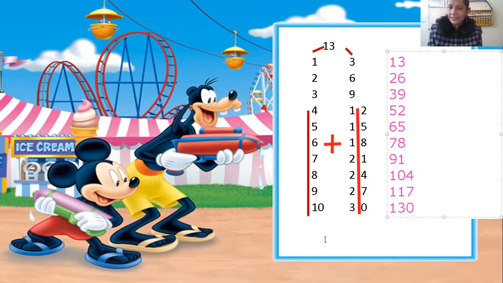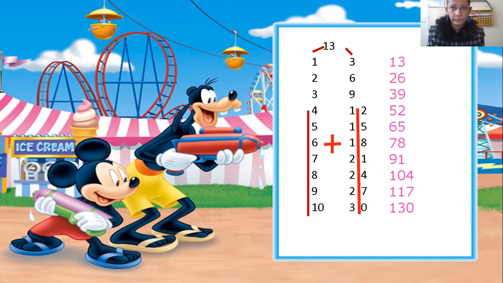Now you can check this with the calculator. This is the table of 13. See, 13 ones are 13, 13 twos are 26, 13 threes are 39, 13 fours are 52, 13 fives are 65, 13 sixes are 78, 13 sevens are 91, 13 eights are 104, 13 nines are 117, and 13 tens are 130. Okay, so like this is the table of 13. Okay, so next.